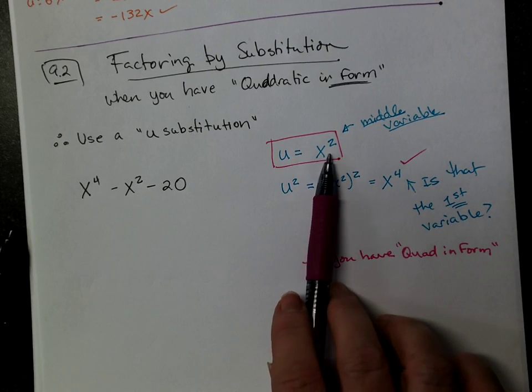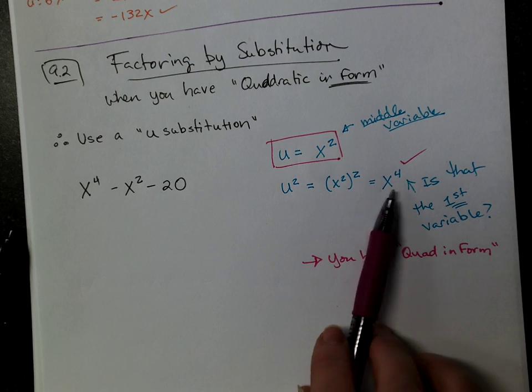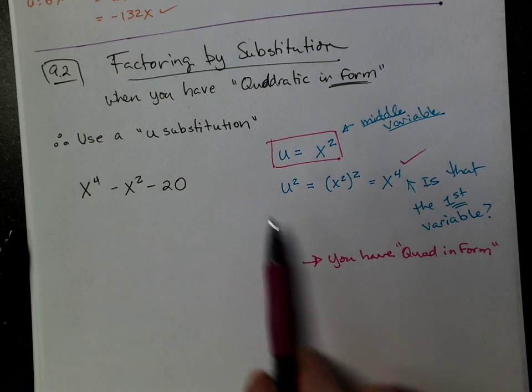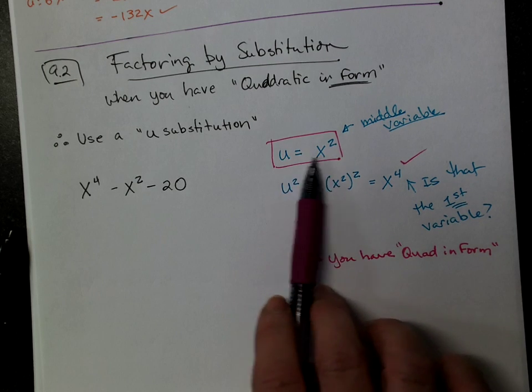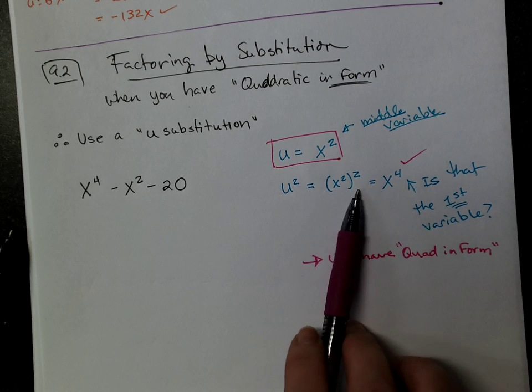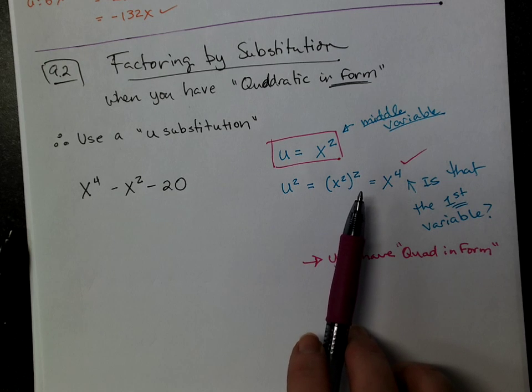So U equals the middle variable. Square both sides, and if what you get matches the first variable, then you know you have quadratic in form. Put a box around the original thing. That's your U substitution. You don't need this one anymore. This was just a check to make sure that it's quadratic in form.